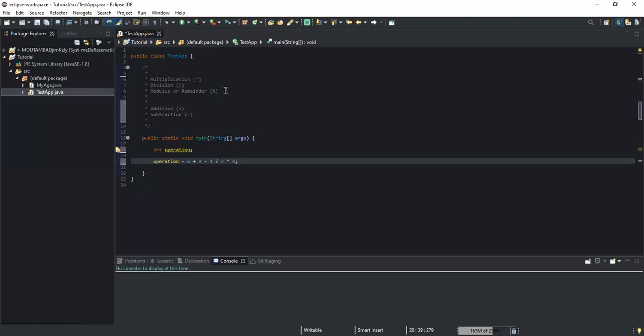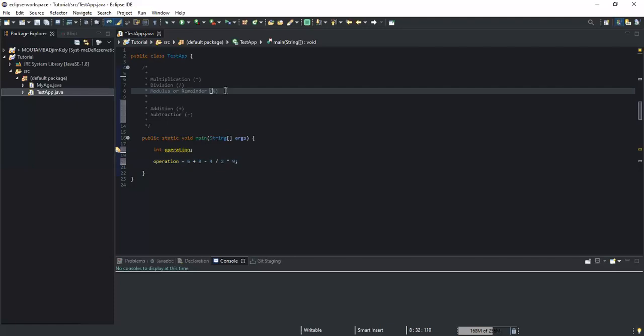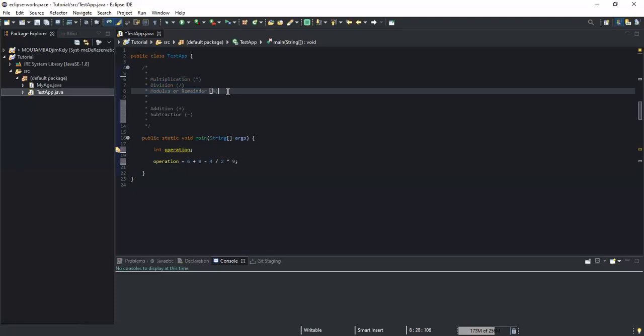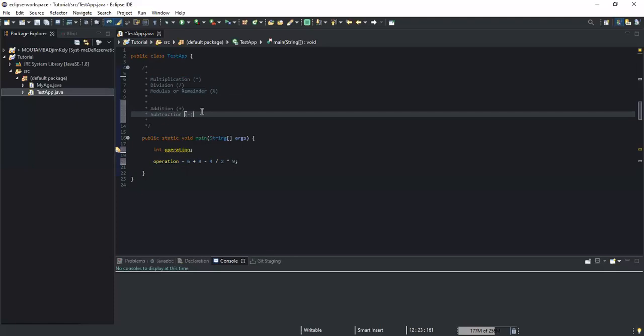And also the first rule describes the fact that these operators, the multiplication, the division, and the modulus operators, they all have the same level of precedence, okay? And so this leads us to the second rule.